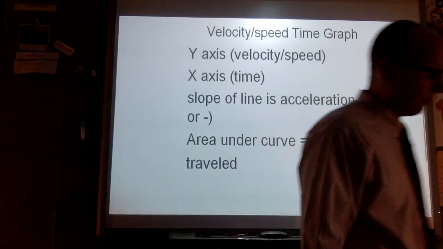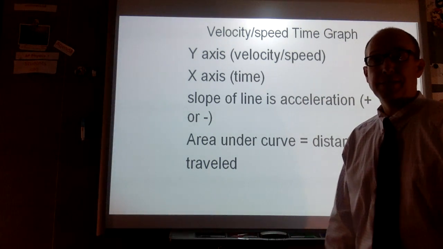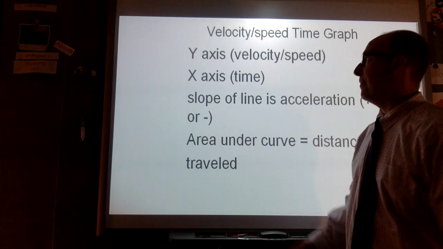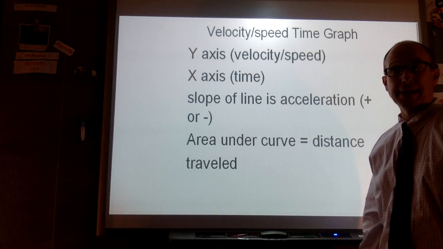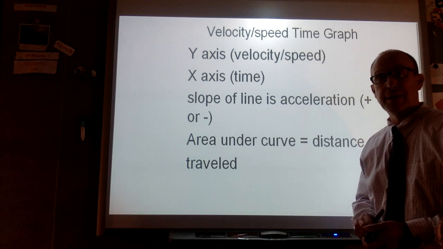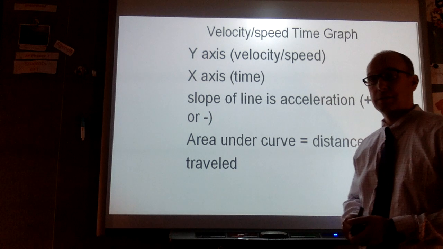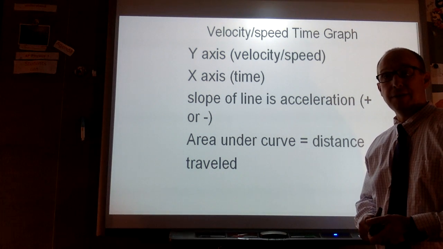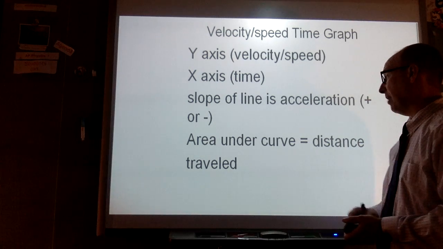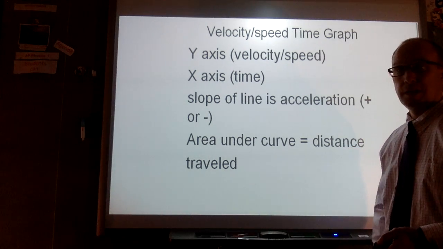All right, so we're going to graph velocity versus time. Again, the first thing listed is your y-axis. The second thing listed is your x-axis. On a velocity time graph, the slope will give you the acceleration. That could be positive or negative. And the area under the curve will tell you how far you've gone.